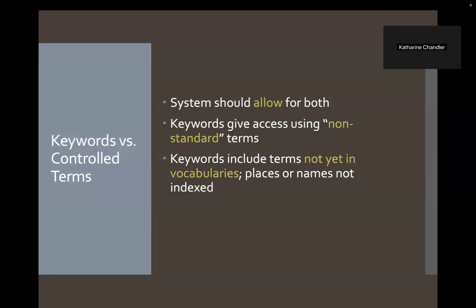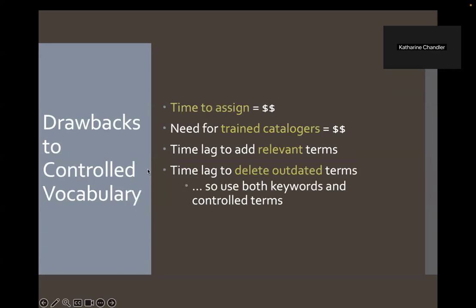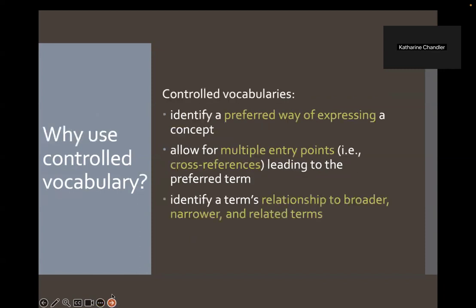Keywords versus controlled terms, the system should allow for both. Keywords give access using non-standard terms, and when you're searching, they include terms that are not yet in vocabularies, places, or names that are not indexed. The drawbacks to controlled vocabularies are that it takes time to assign, and money, and there's a need for trained catalogers. There is a time lag to add relevant terms and a time lag to delete outdated terms. Why use controlled vocabulary? It's a way to identify a preferred way of expressing a concept, or to allow for multiple entry points like cross references leading to the preferred term, and to identify a term's relationship to broader, narrower, and related terms.